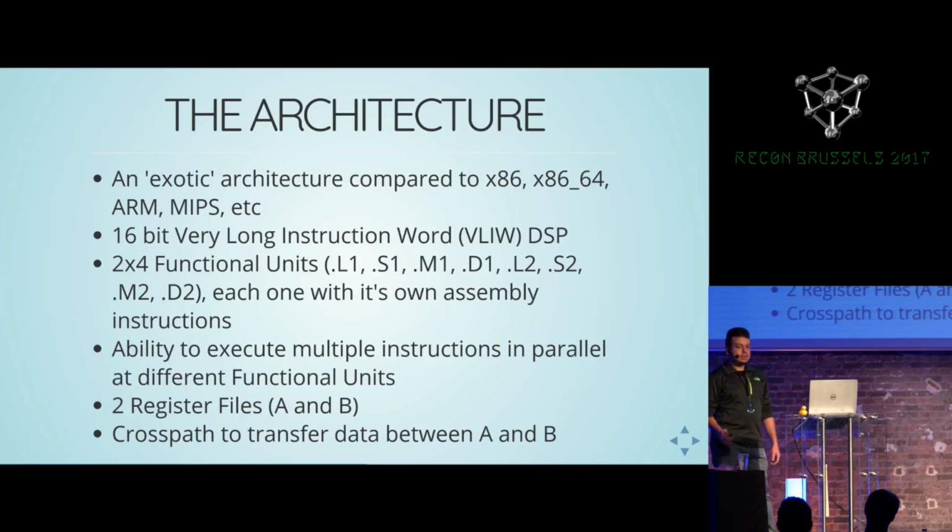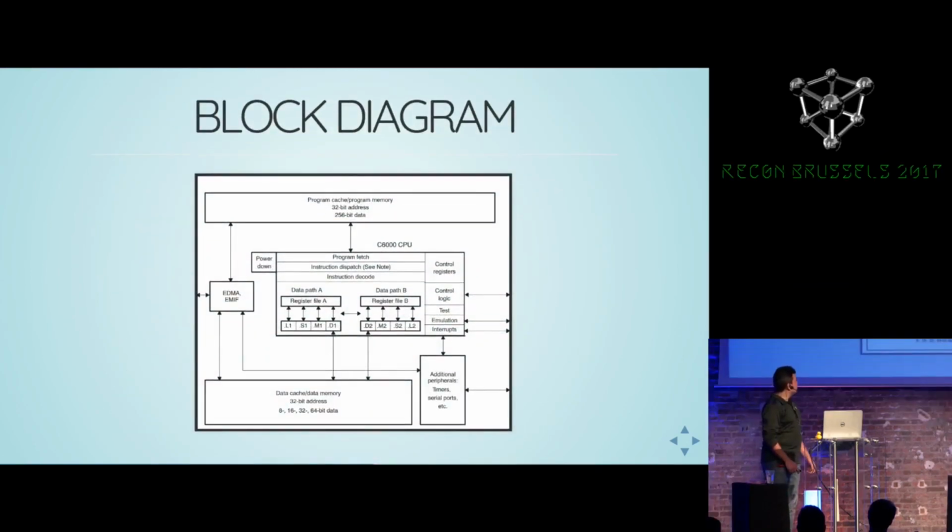It has 2 data paths with separate register files and a cross path to transfer data between those 2 data paths. This is the block diagram. This is the first data path, and this is the second one. Instructions are fetched, and they're dispatched to the correct functional unit.